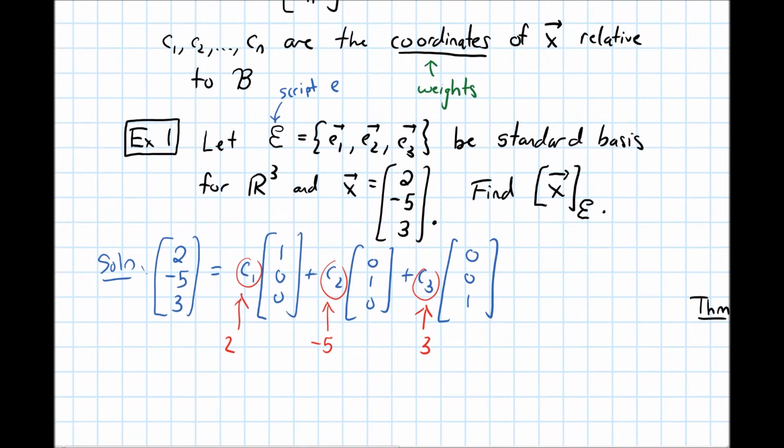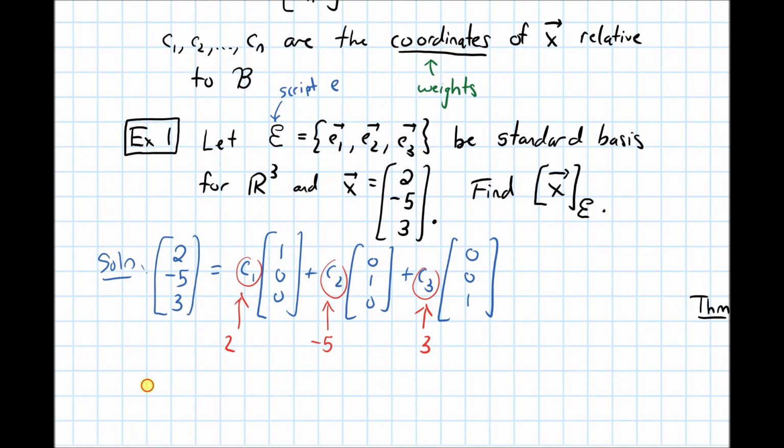Okay, so my coordinate vector, let's write my notation for it: x in brackets, and then I write the basis in the subscript. The basis, which we're calling script E for the standard basis, gives a vector that I get when I put these weights as the entries. So I put 2 first, then -5, and then 3. Notice that's actually the same thing as the vector that I started with, 2, -5, 3. And it turns out that is always going to be the case when we talk about the standard basis.